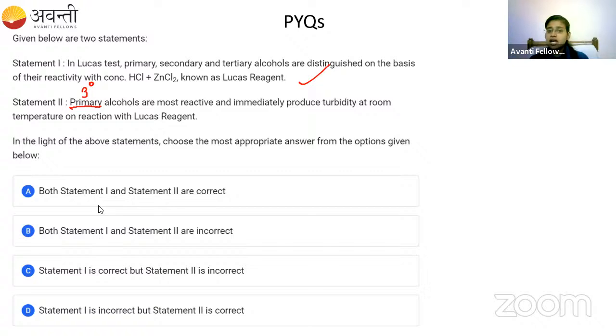Okay. Primary alcohols are less reactive. They produce the turbidity only if we heat it. They will not produce the turbidity immediately at room temperature. Okay. So statement 2 is incorrect. So option C is the correct answer for this question. Okay. So I hope it is very useful for all of you.